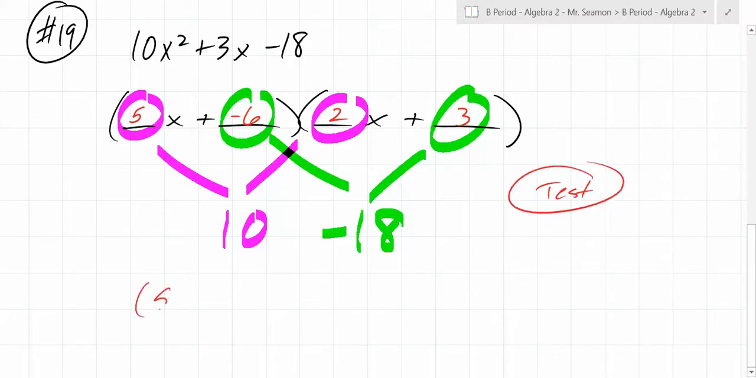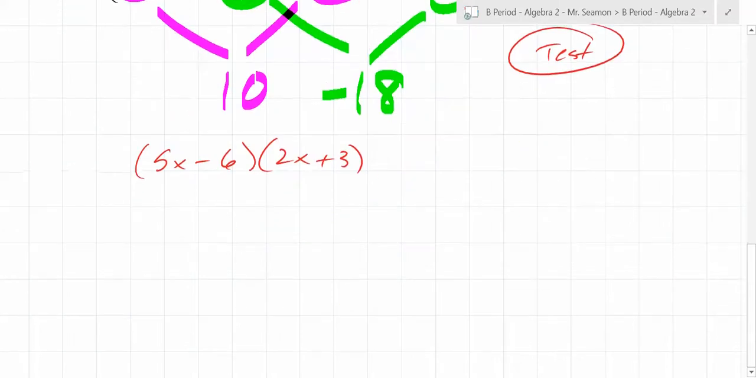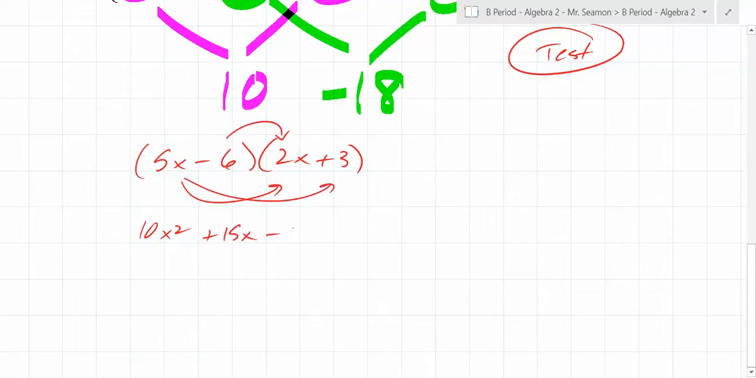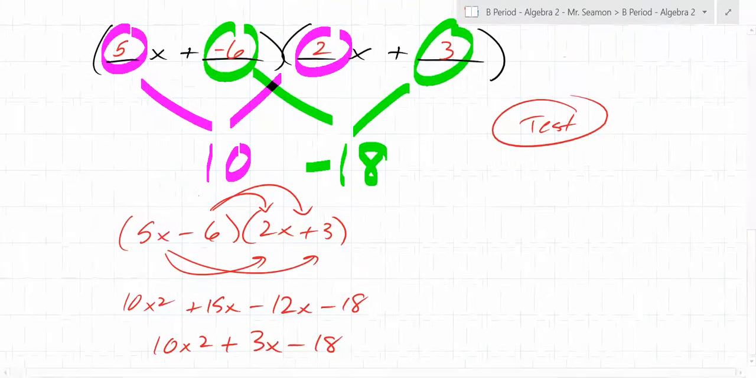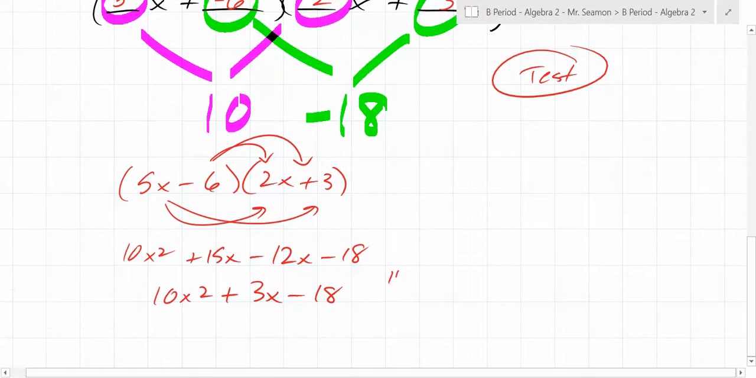Well, what are you testing? You're testing 5x minus 6 times 2x plus 3. What's 5x times 2x? 10x squared. What's 5x times 3? 15x. What's negative 6 times 2x? Negative 12x. Negative 6 times 3. So what do you end up with? 10x squared plus how much? 3x minus 18. Did we get what we wanted? We did. So we get a smiley face.